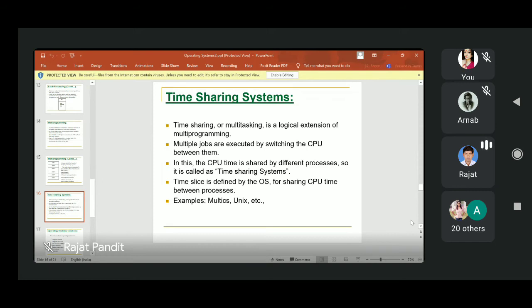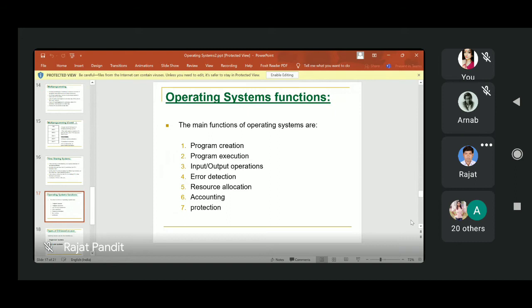Example of time sharing is multis, unis. These are the time slicing. Then the operating system functions: program creation, program execution, input output operation, error detection, resource allocation, and accounting and protection.